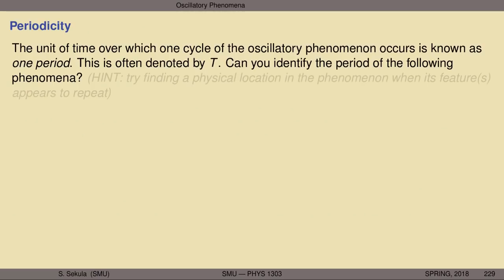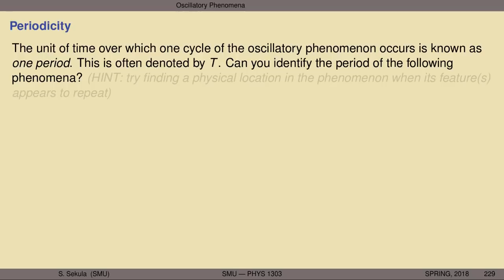Now, let's begin by defining the concept of period or periodicity. The period is the unit of time over which one cycle of the oscillatory phenomenon will occur. And this is often denoted by a symbol like capital T. So, again, we're looking to identify a phenomenon where it starts in some state. We might define that moment as t = 0. And then when time equals the period, capital T, it returns to that state, and the whole phenomenon repeats again.